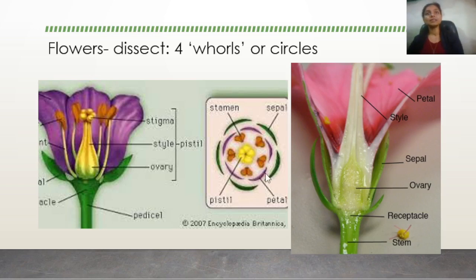Inner to the petals comes the male part of the flower, that is a stamen, and we have already seen that the stamen is made up of two parts, that is a filament and the anther. And in the central part of the flower is the female part, that is the pistil or the carpel.